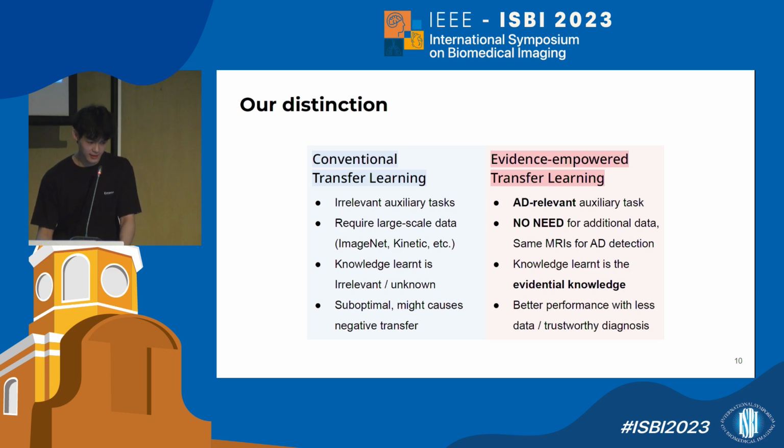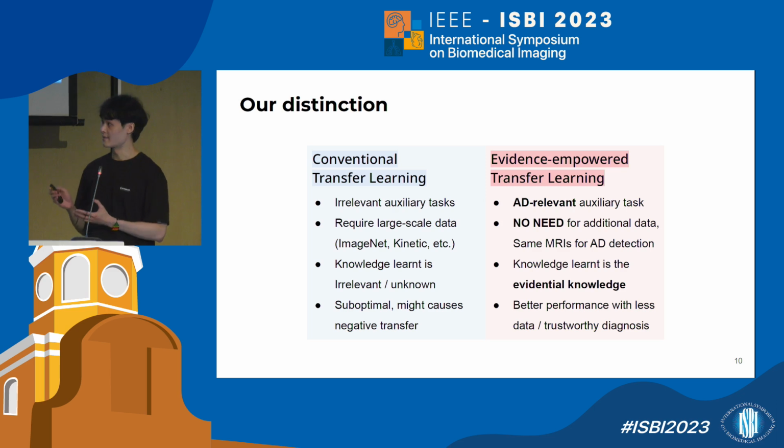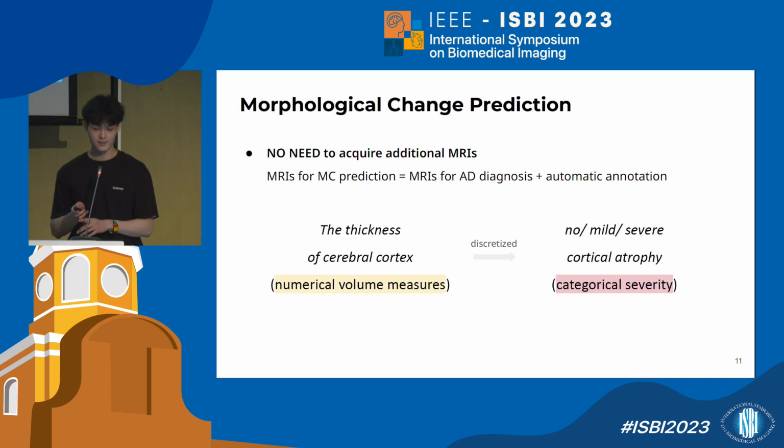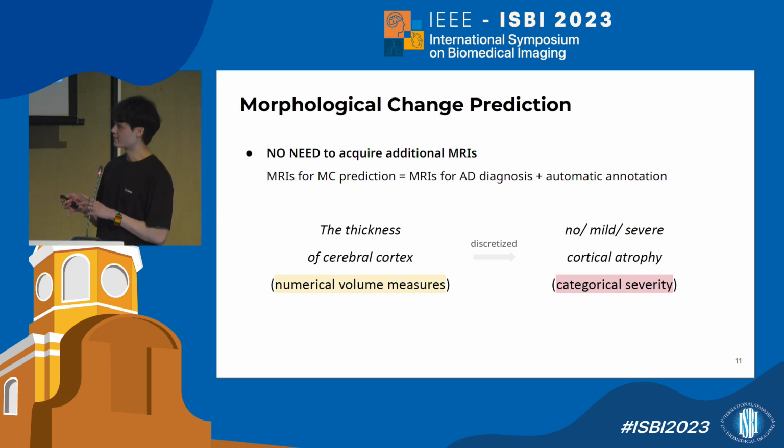Unlike the conventional approach, our framework uses an AD-relevant auxiliary task, which requires no additional MRI data. And the knowledge learned is the evidential knowledge for AD detection, which brings the performance gain with less data. Like I said, the MC prediction requires no additional data. What we did is we take the same MRI data set for AD detection, and for every brain region in the MRI scan, we categorize them into 3 severity classes according to their volume measurement automatically. For further details on the annotation process, please refer to our paper.